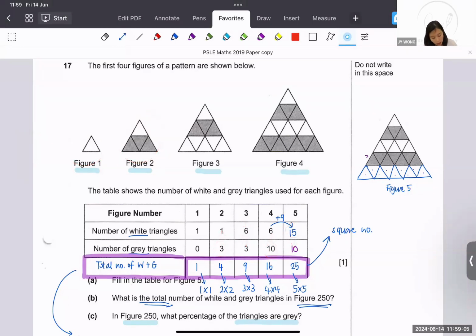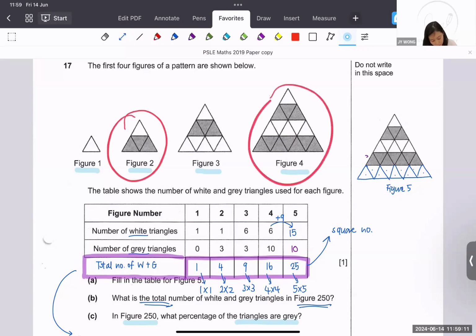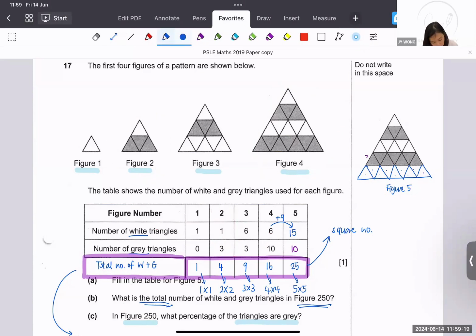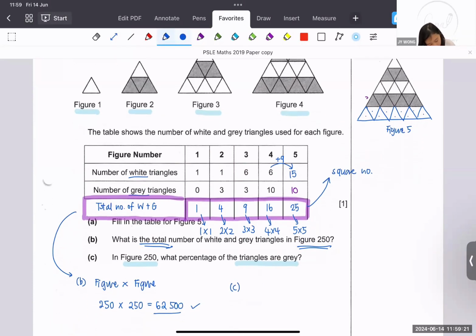So let's figure out in 250, which one will be more? So again, even number figure, let's look at the even number one. The gray is always more than the white. So what I'm going to do, I'm going to write down. Part C, figure 250, the gray is going to be more than the white.